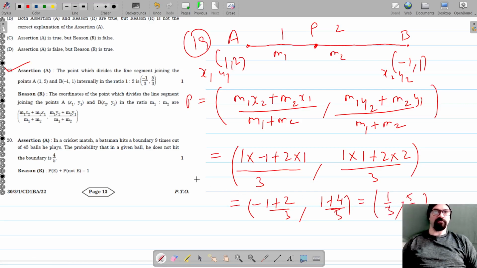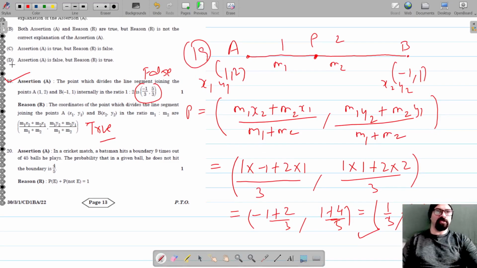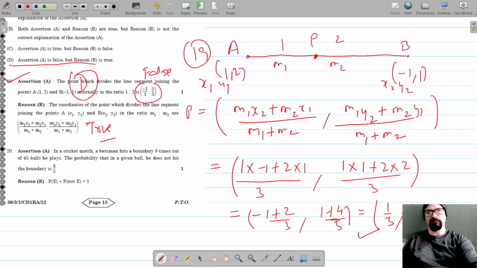So 1 by 3 comma 5 by 3 are the coordinates of P, which are not matching with our solution. So this is false. But the reason is true because we have used this formula. So assertion A is false, but reason R is true. That is D is the correct option for this. For question number 19, it's D. Assertion A is false, but reason R is true.